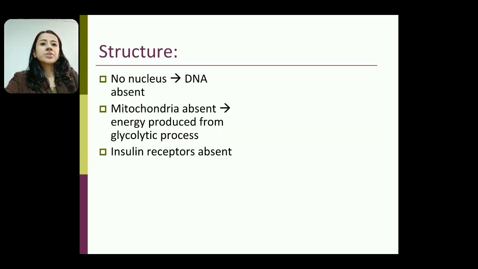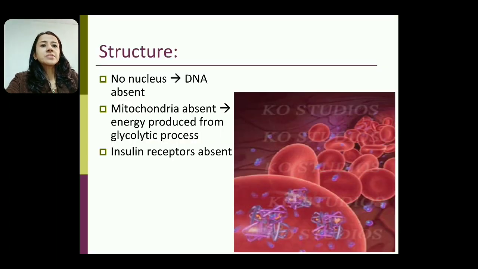Now, structure of the cell. RBCs don't have a nucleus, they don't have other cell organelles, they don't have endoplasmic reticulum, mitochondria or any other cell organelle. So they don't have a nucleus, and DNA is also absent. They also don't have insulin receptors. So glucose entry inside the RBC doesn't require insulin.